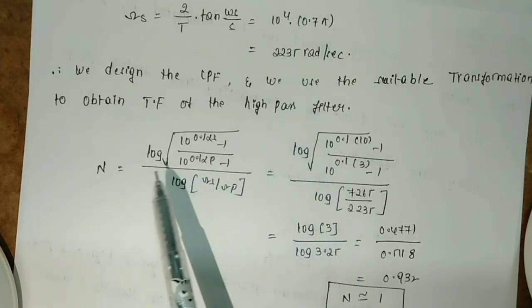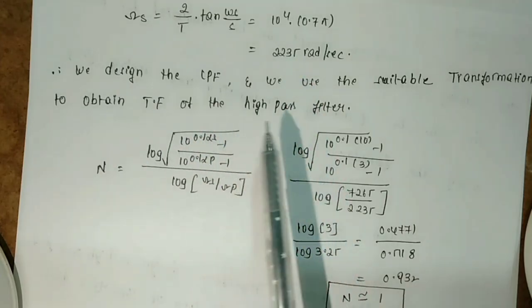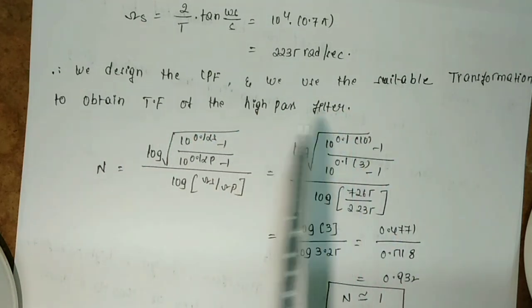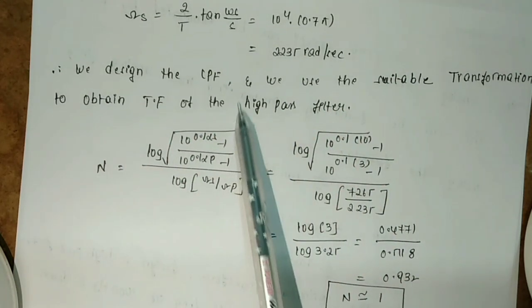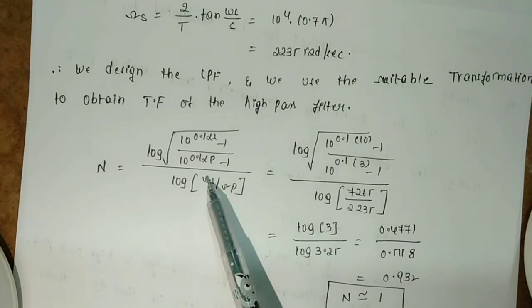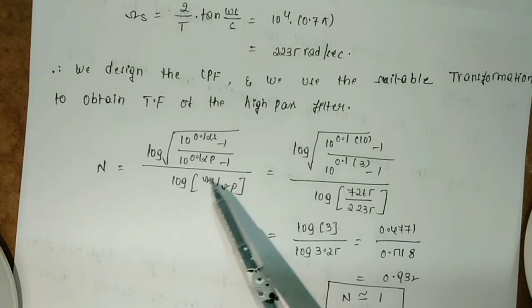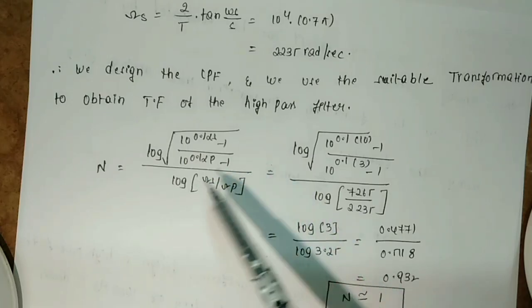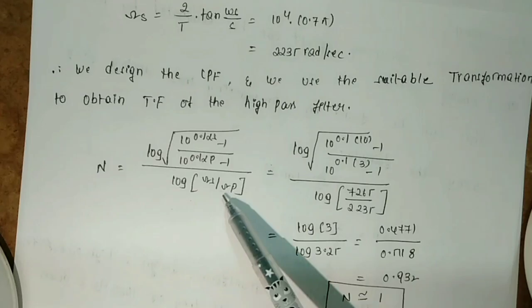In a similar way, we design the low pass filter, then use a suitable transformation to obtain the transfer function of the high pass filter. First of all, we will design the low pass filter. So for the low pass filter, n is equal to log of the square root of (10 power 0.1 alpha s minus 1) by (10 power 0.1 alpha p minus 1), whole divided by log of omega s by omega p. This formula you know.